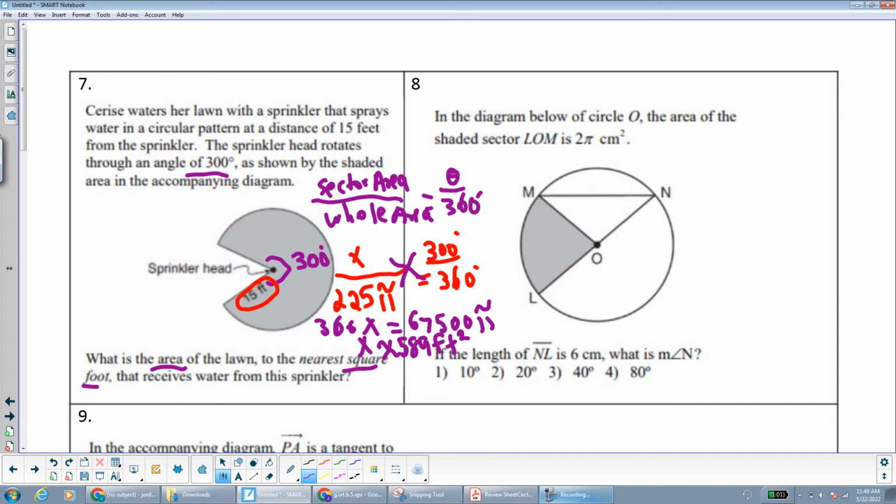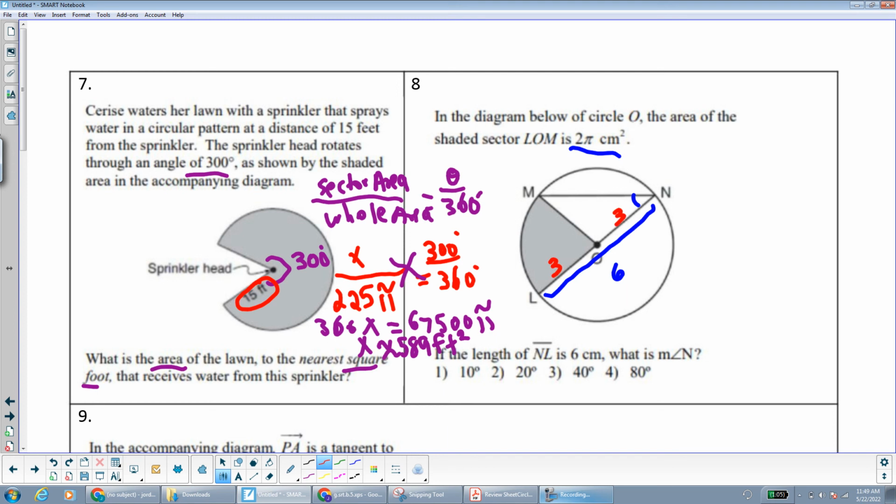Okay, in number 8, they actually tell us what the area of the sector is. They tell us it's 2 pi centimeters squared. So that's the area of the shaded sector in the diagram. They are telling us that the length of NL is 6, and they want us to find the measurement of angle N. So if the diameter LN is 6, that means the radius of the circle is 3.